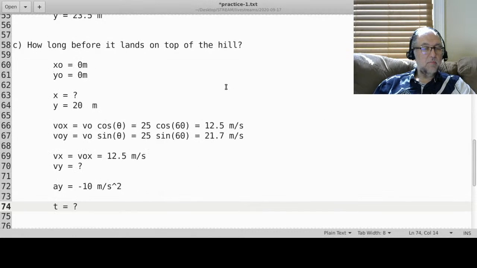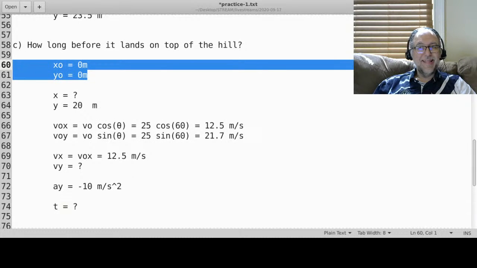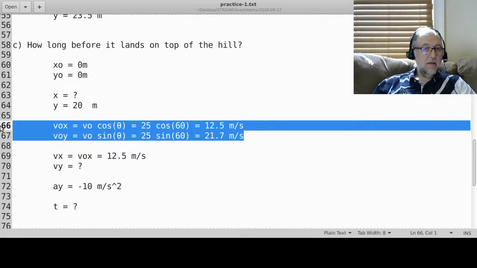Okay, let me just cut and paste them. I'll go through them a step at a time so I'm not going too fast. The initial, let me highlight them. The initial position, that did not change, right? X naught and Y naught, they're still the same because I'm still throwing it from ground level. Okay, so there it is. The initial velocity, which I calculated in part A, that didn't change. Okay, it's the finals that changed.